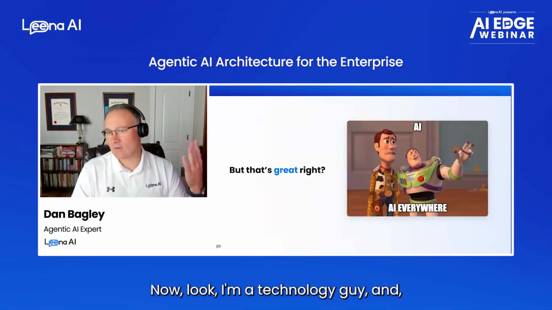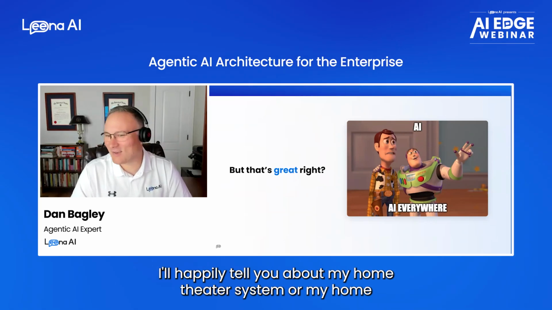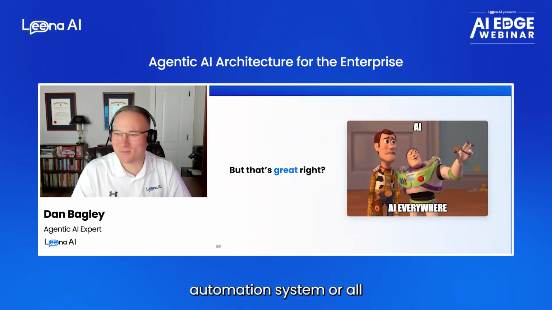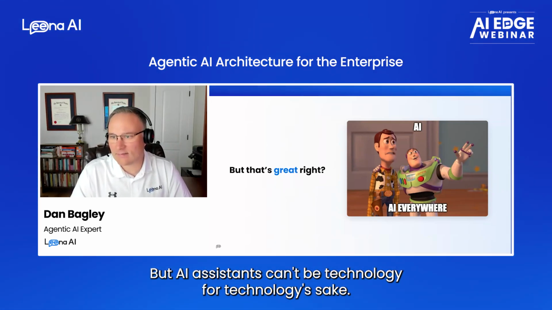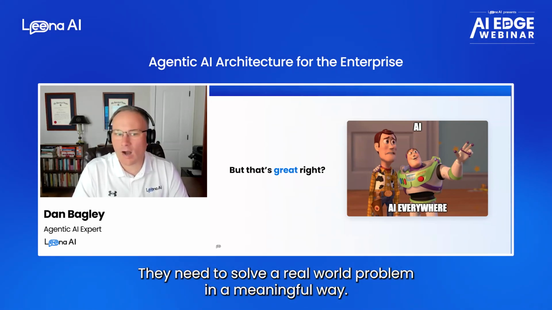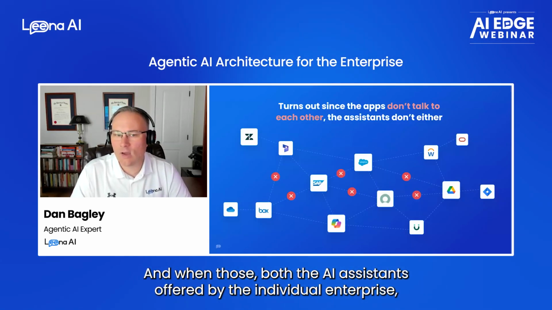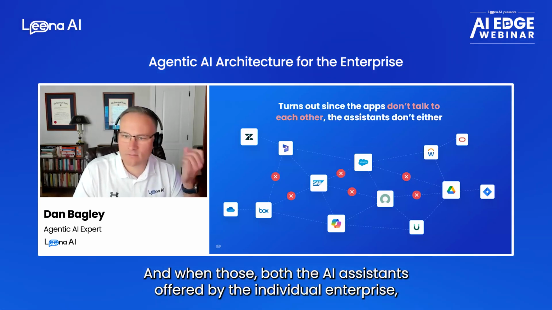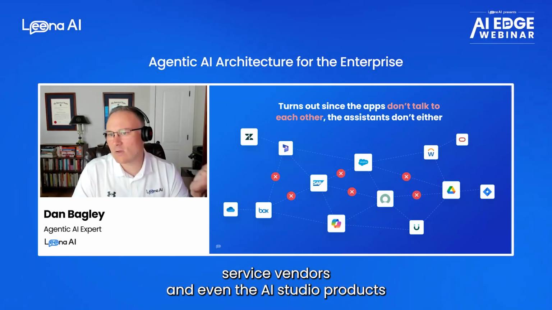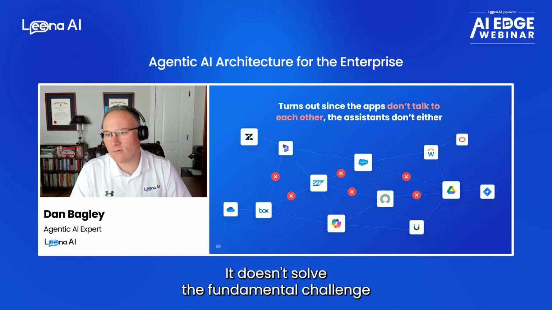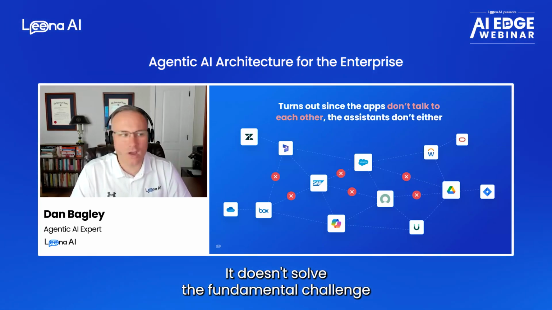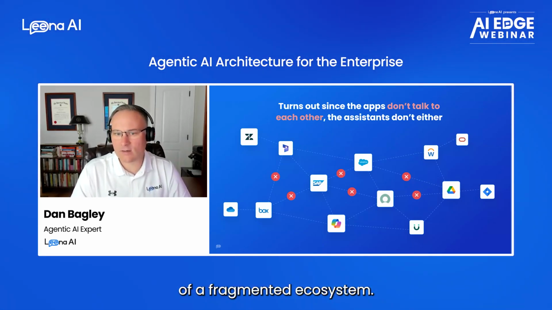Now, look, I'm a technology guy, and I'll happily tell you about my home theater system or my home automation system or all those things that are technology for technology's sake. But AI assistants can't be technology for technology's sake. They need to solve a real-world problem in a meaningful way. And when both the AI assistants offered by the individual enterprise service vendors and even the AI studio products of those individual vendors don't talk to each other, it doesn't solve the fundamental challenge of a fragmented ecosystem.